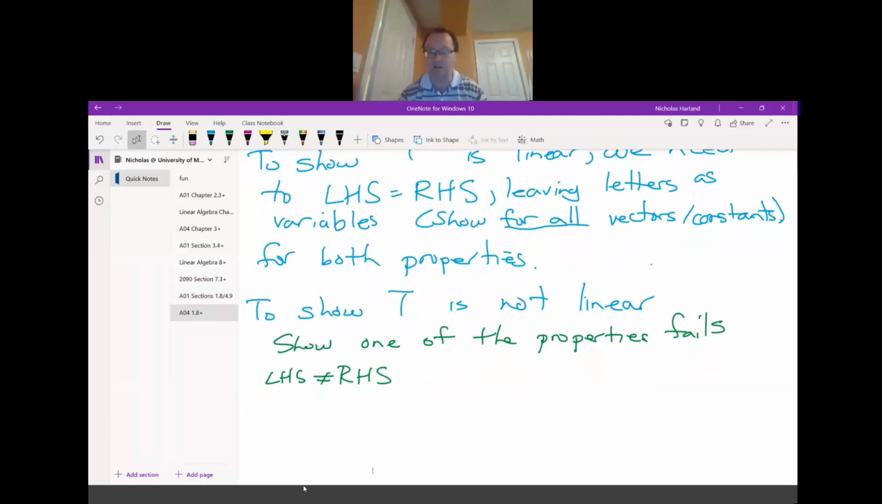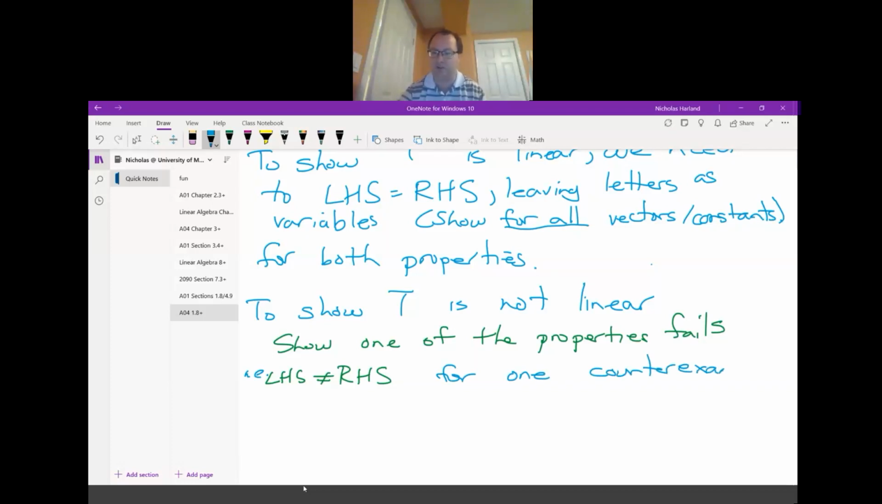So what's the opposite? So we have a statement here. This is true for every single vector. What is the opposite of being true for every vector? Being false for every vector? Right. Being false for at least one vector. So we need to show the left-hand side is not equal to the right-hand side for one, what we call a counterexample.